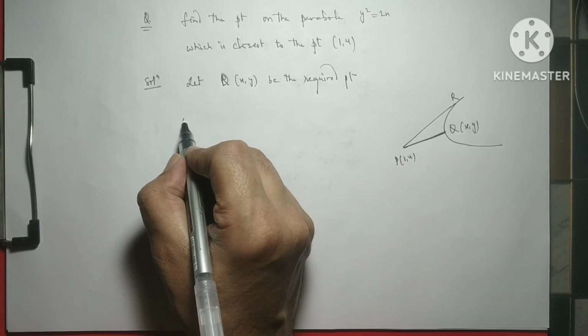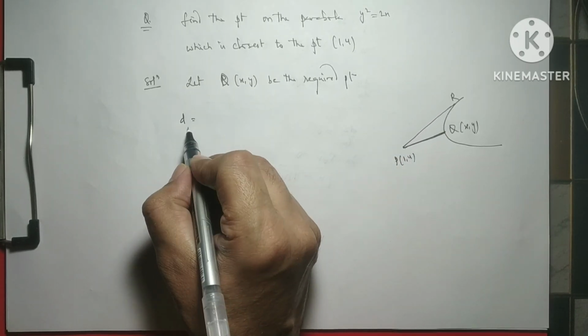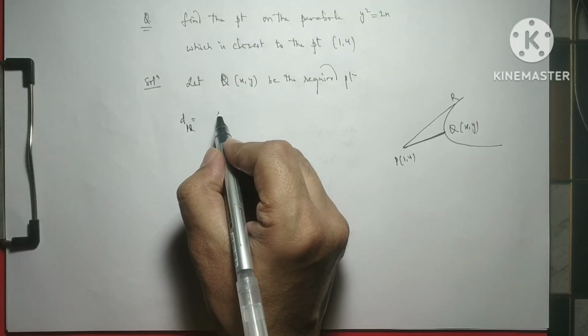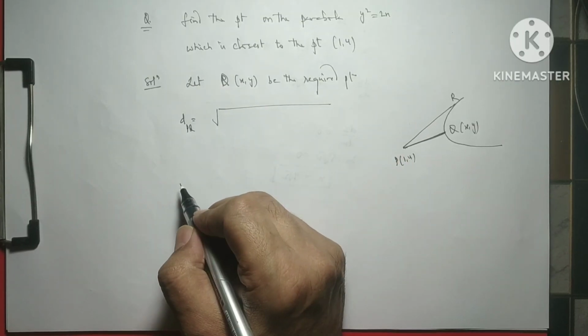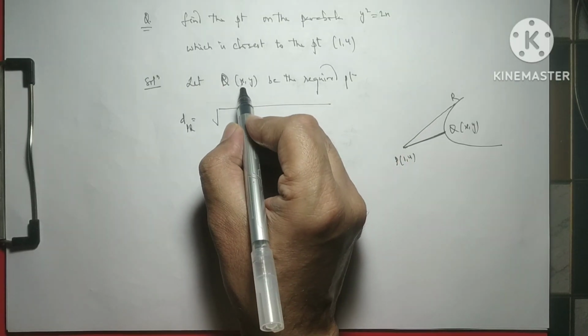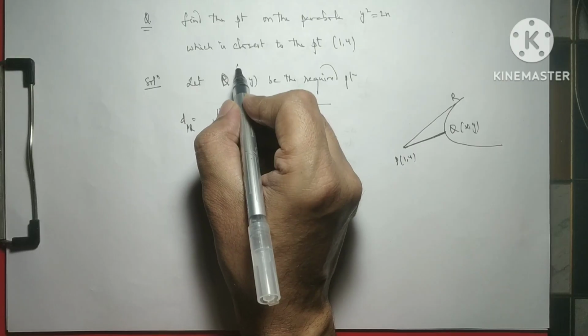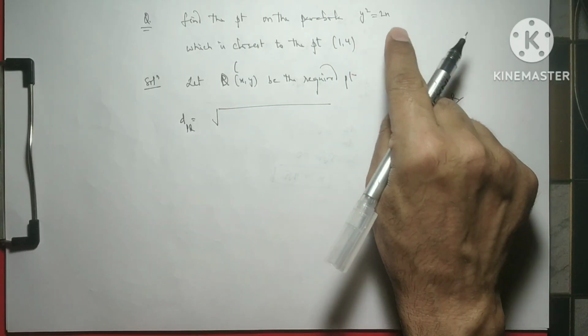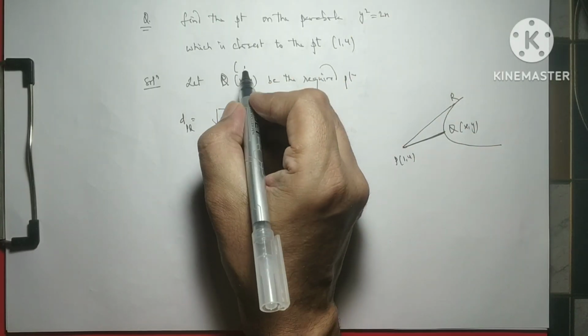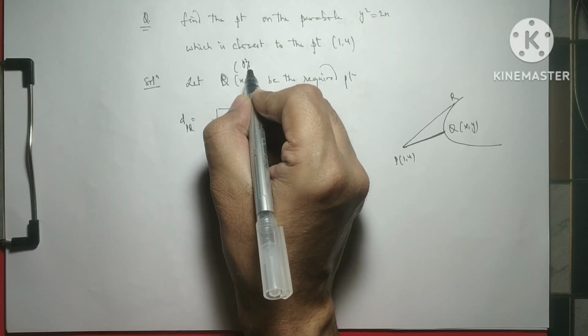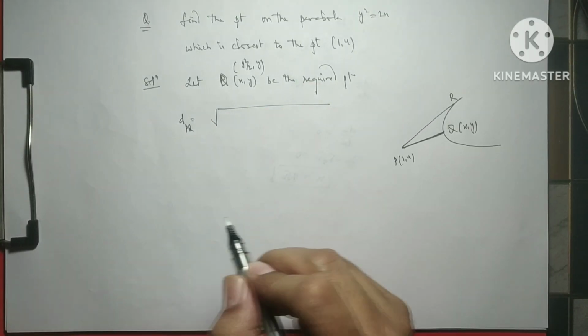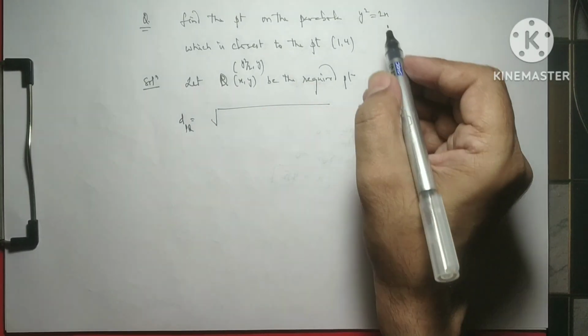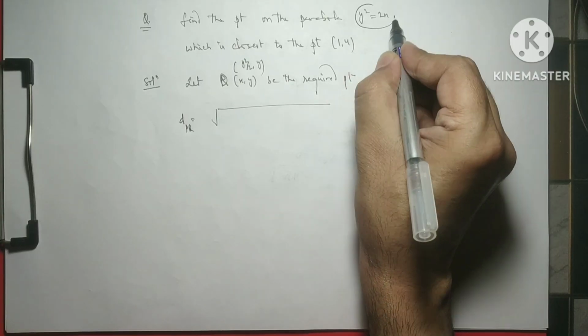So the distance d of PQ, that is under root of... you can place x, y as x will be y square by 2 and y is y. Okay, so we can collect the value of this.